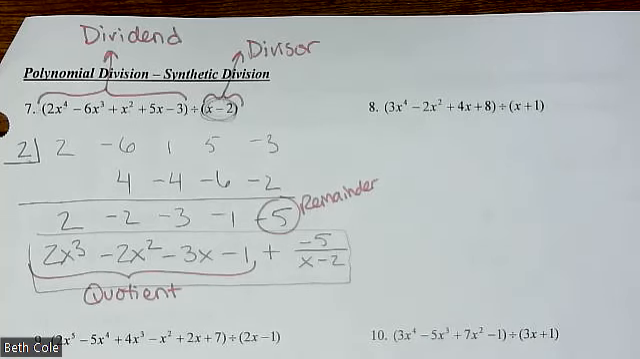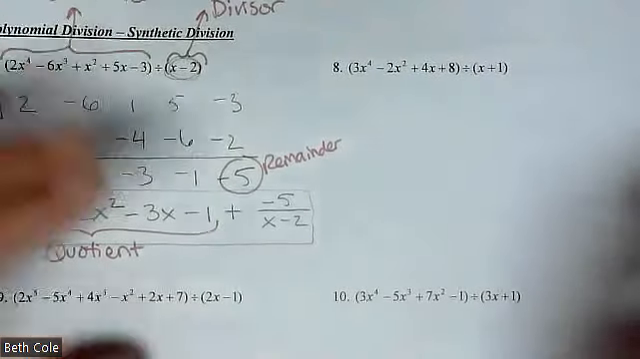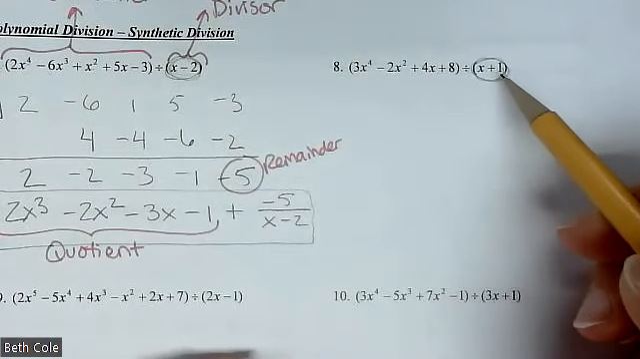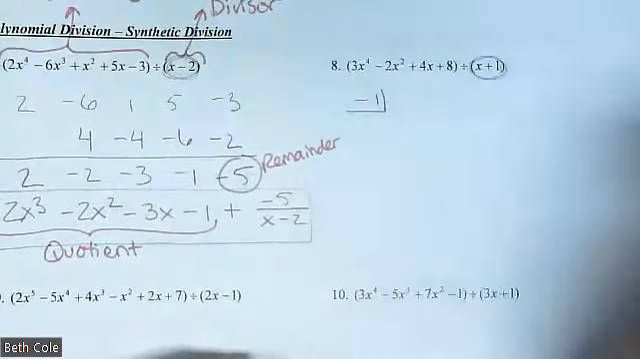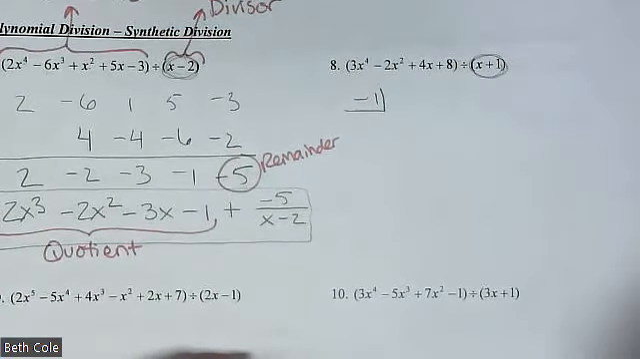Now, I went through that one really slowly, but this is going to speed up because you just multiply, add, multiply, add. So look at number 8. Look at the divisor. What number would make that 0? Good. -1 goes in a little box off to the side.